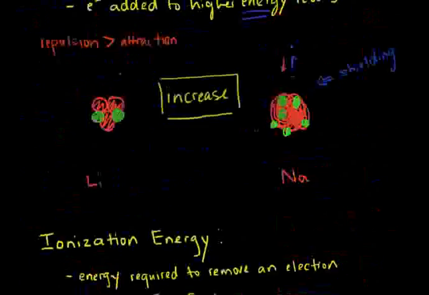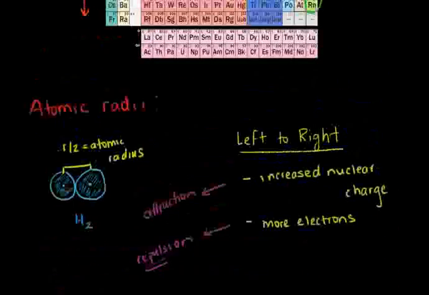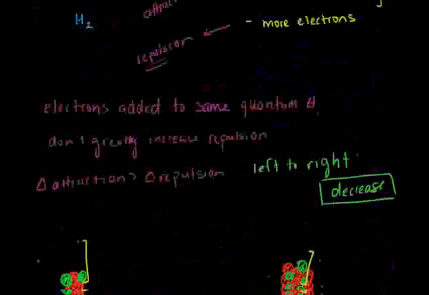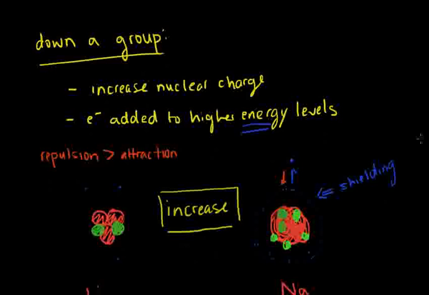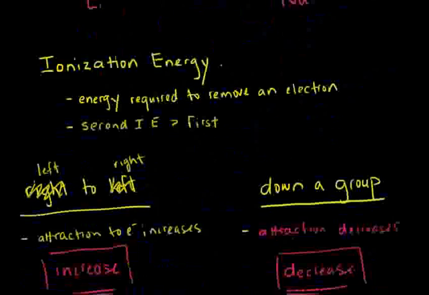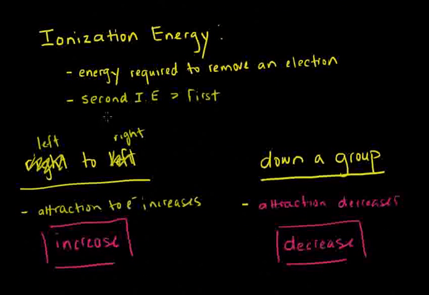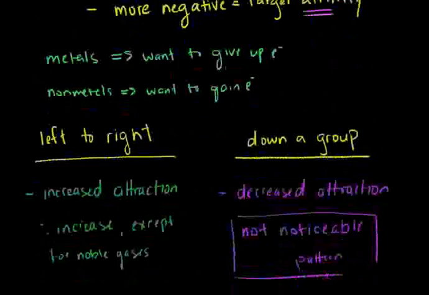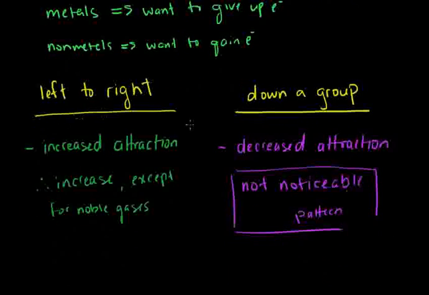Just to summarize, we've taken a look at atomic radius and said that it decreases as we move left to right across a period and increases as we move down a group. We've said ionization energy is the inverse of atomic radius in that it increases as we move left to right across a period and decreases as we move down a group. And electron affinity, we said, increases as we move left to right across a period except for the noble gases, and there's no real pattern as we move down a group.